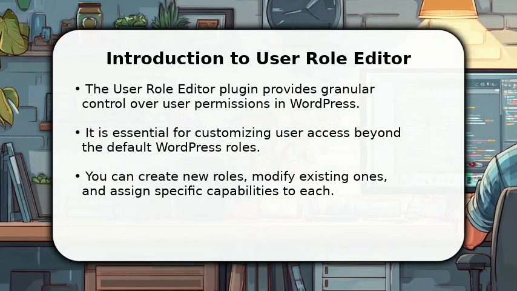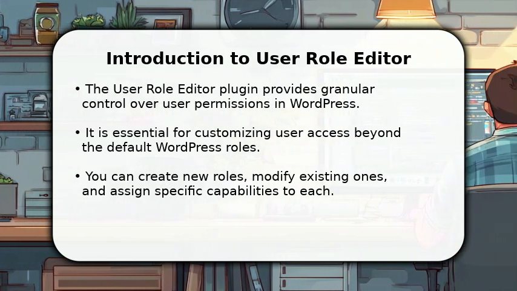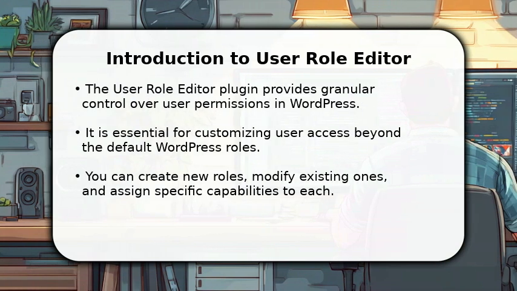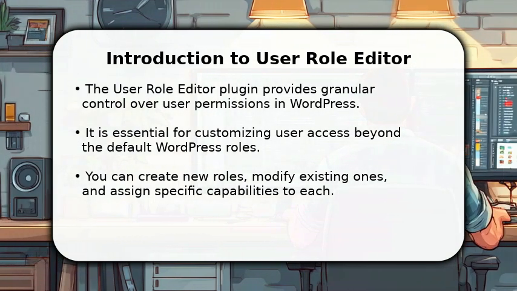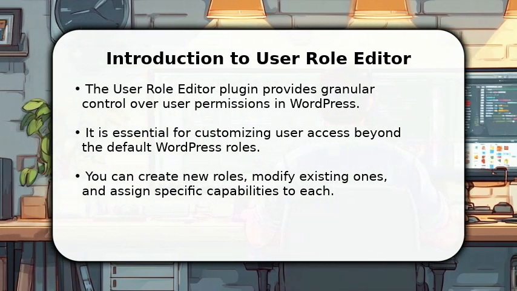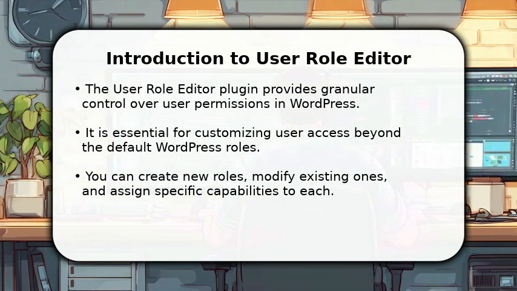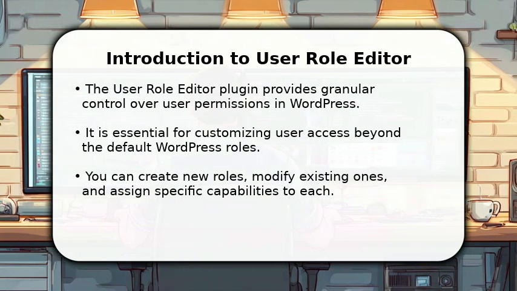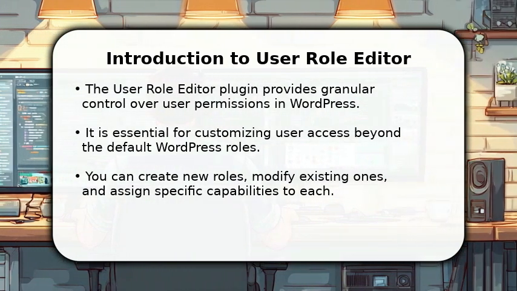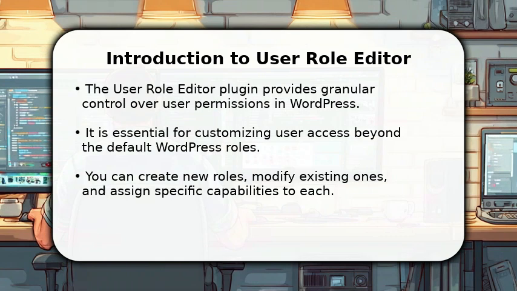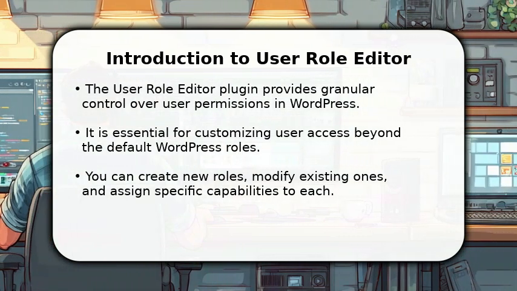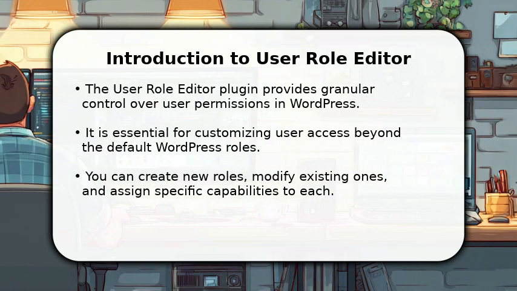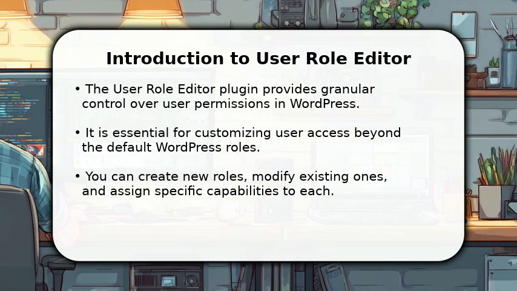In this video, I will explain how to use the user role editor in WordPress. This powerful plugin allows you to precisely control what each user can do on your website, moving beyond the 5 standard WordPress roles. It's crucial for maintaining security and streamlining workflows, especially on sites with multiple contributors. You can easily create custom roles, modify existing ones, and assign over 200 individual capabilities, ensuring every user has exactly the right level of access.